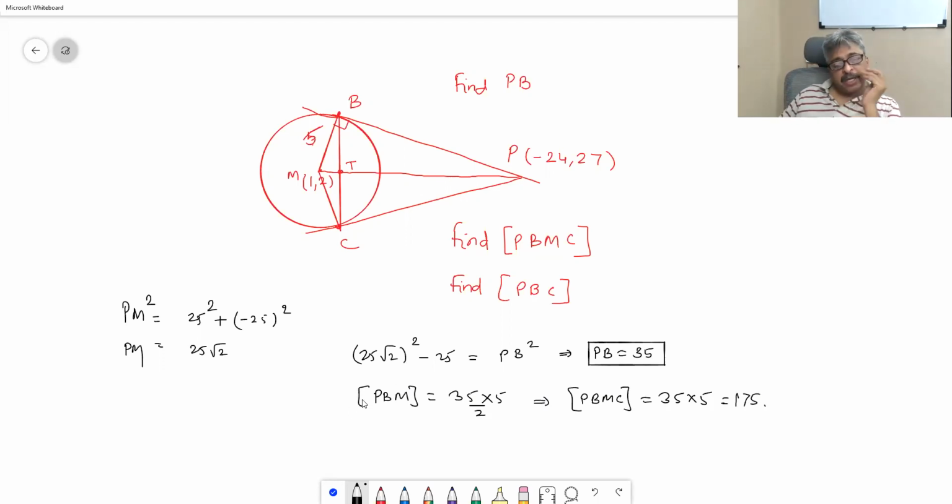But as far as finding the area of PBC is concerned, we have to deal with this situation. This is 25 root 2. This is 30. I mean, we need to do it geometrically instead of coordinate geometrically. By the way, I will tell you how to find the area of a triangle if all three vertices are given, meaning their coordinates are given, very quickly. You also can find it out otherwise.